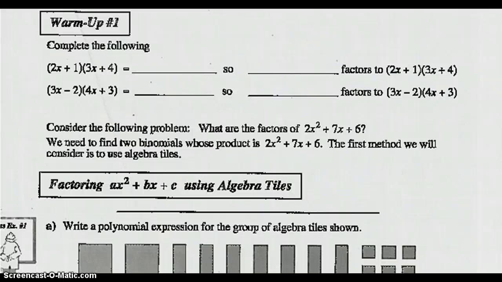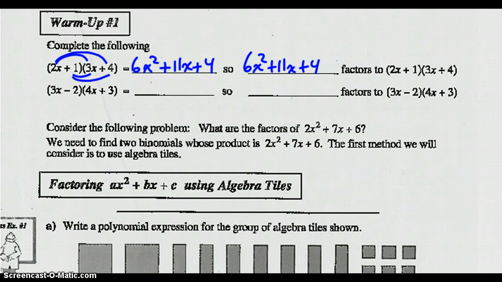Expand this out. 2x plus 1 times 3x plus 4. 2x times 3x is 6x squared. 2x times 4 is 8x, 1 times 3x is 3x, 8x and 3x is 11x, and then 1 times 4 is a positive 4. So what that means is 6x squared plus 11x plus 4 can be factored as 2x plus 1 times 3x plus 4.